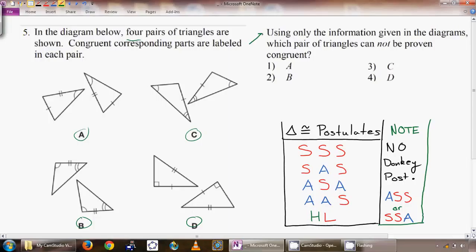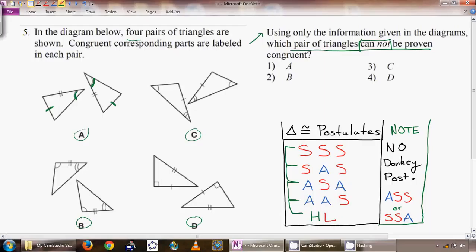Okay, then the question is, using only the information given, so that this side is congruent to this side, that this angle is congruent to this angle, which of these diagrams, which pair of triangles cannot be proven? So something that doesn't fit one of these 5 postulates.